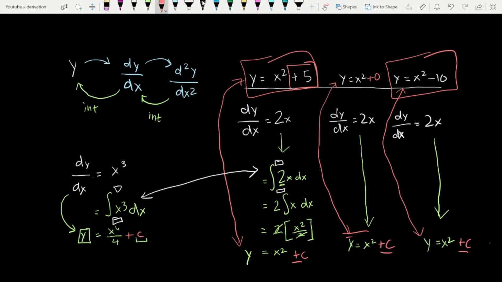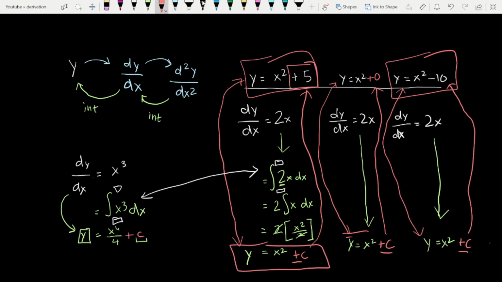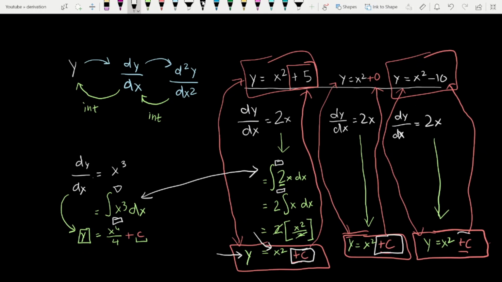And how do you find the value of plus c? I know that in this case it's going to be -10. I know that in this case it's going to be 0. I know that in this case it's going to be +5. But how do I actually find that? Well, you have all of these equations. If you know what your y is and you know what your x is, then you can basically make plus c the subject and find out the value of plus c. And you could do the same over here.